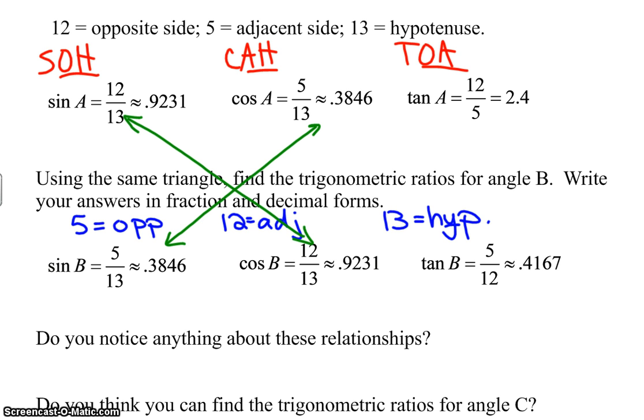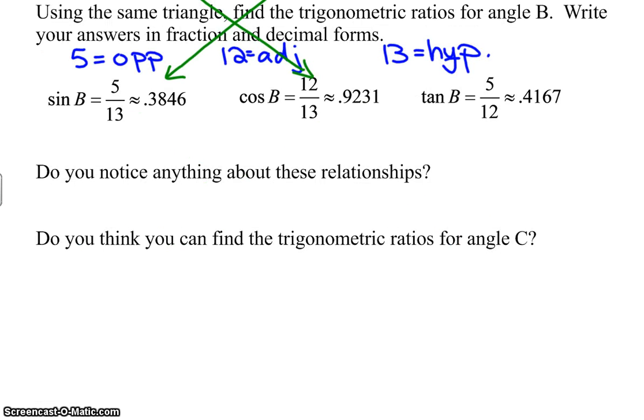Now, for angle C, the right angle in the triangle, you actually cannot find the trigonometric ratios. And one thing I would like you to do is, on a separate sheet of paper, I would like you to answer that question. Why do you think you can't find the trigonometric ratios for the right angle in a right triangle?